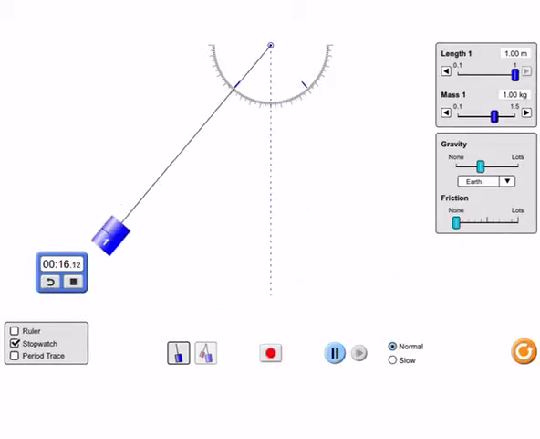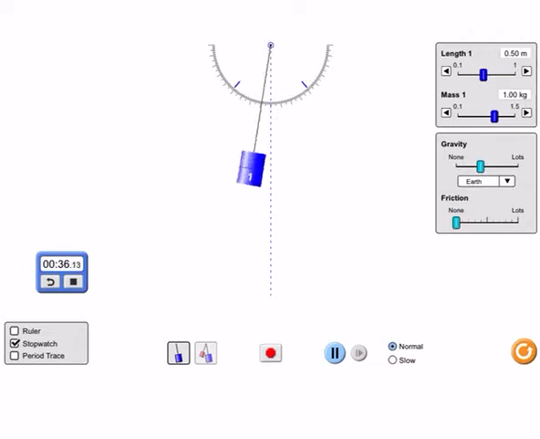Notice how the longer the length, the longer it takes to move back and forth. And now as I decrease the length, the shorter it takes to move back and forth. So the longer the length, the longer it takes to move back and forth. The shorter the length, the shorter it takes to move back and forth.